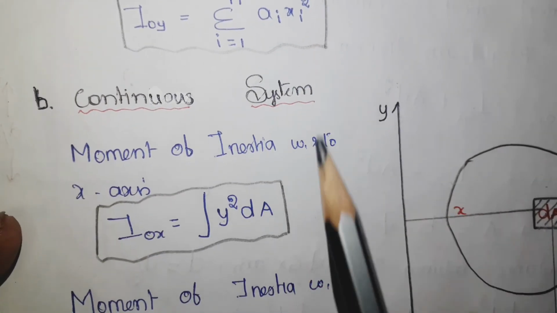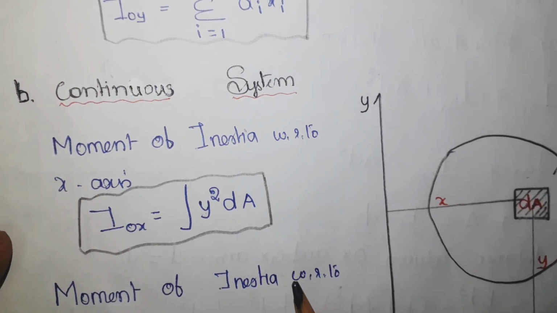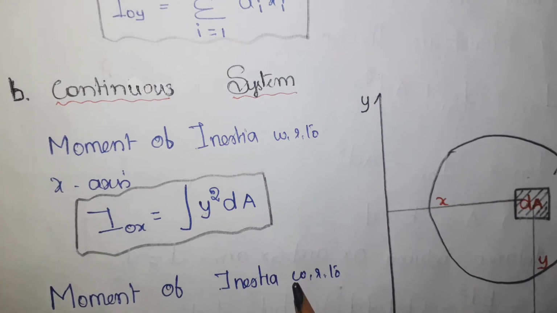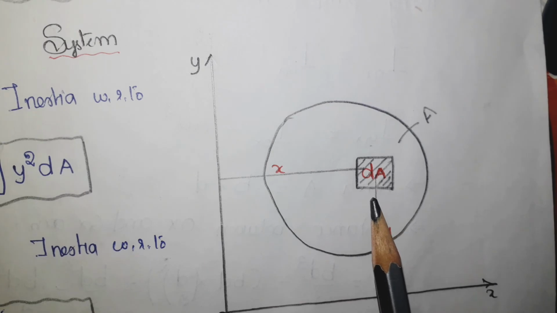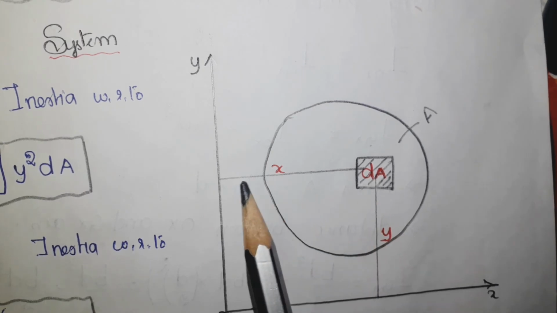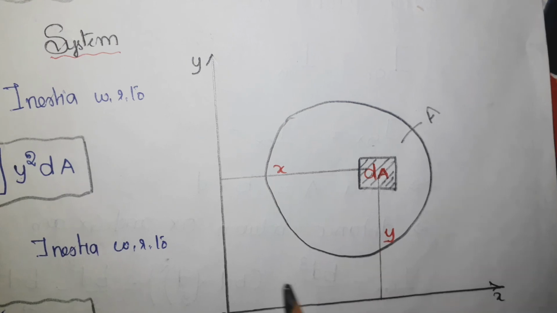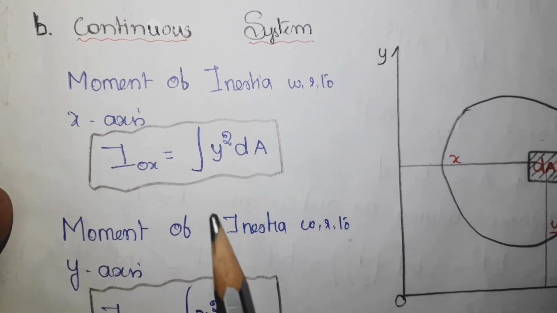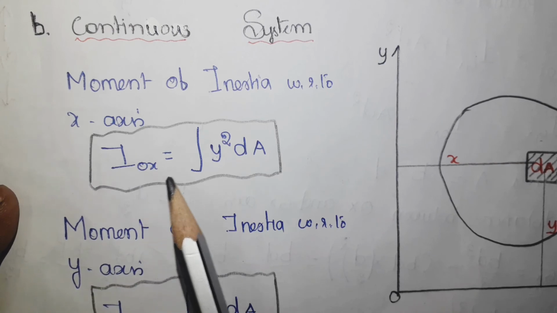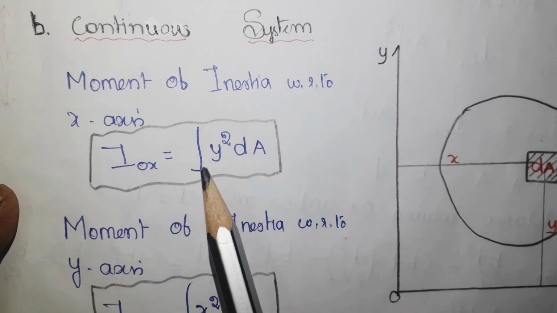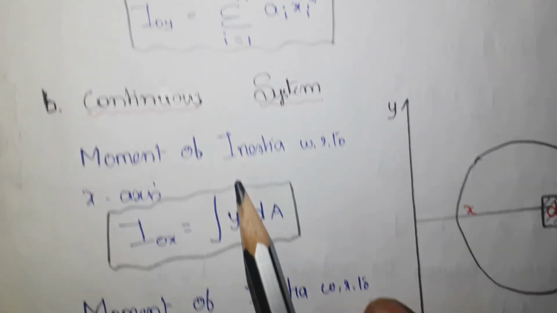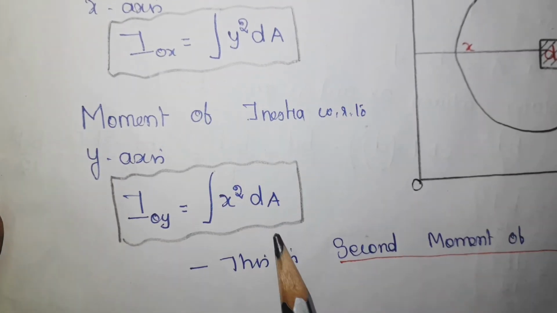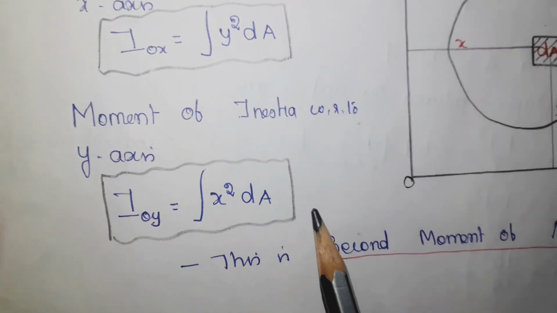If you go to a continuous system, the area is divided infinitely, so you cannot count it. Let me take a small area, located at x distance from the y axis and y distance from the x axis. Now the formula for finding moment of inertia with respect to x axis is integration of y square into dA. Here integration is used because the number of elements is infinite, but in the discrete case it is finite. Again, with respect to y axis, it is integration of x square into dA.